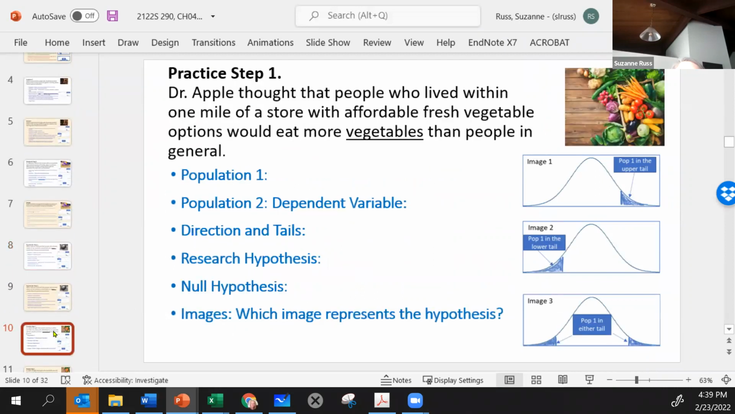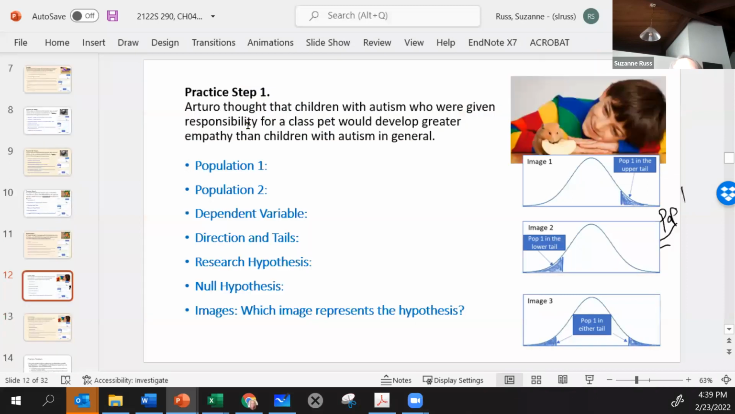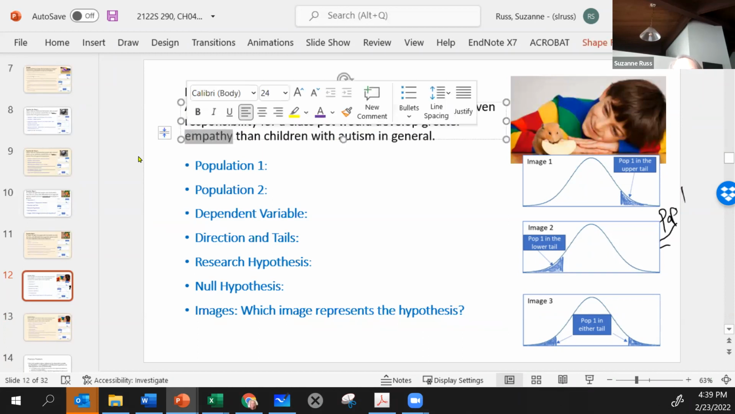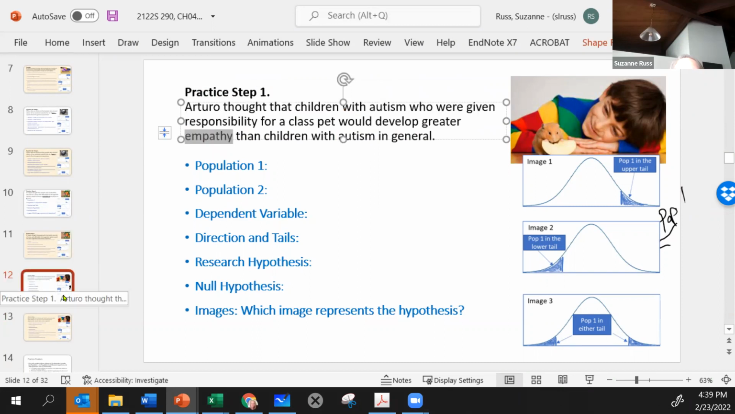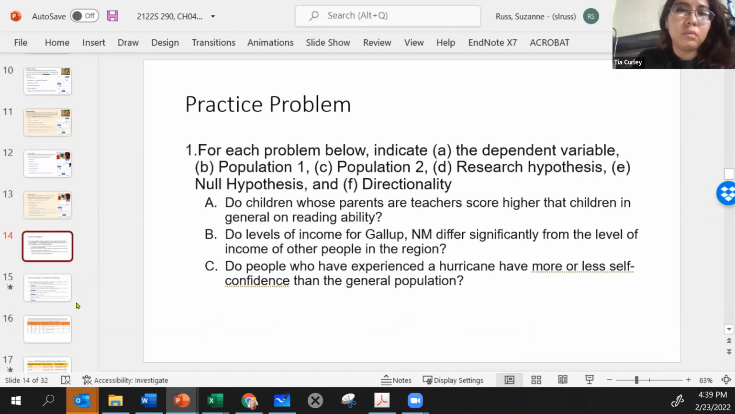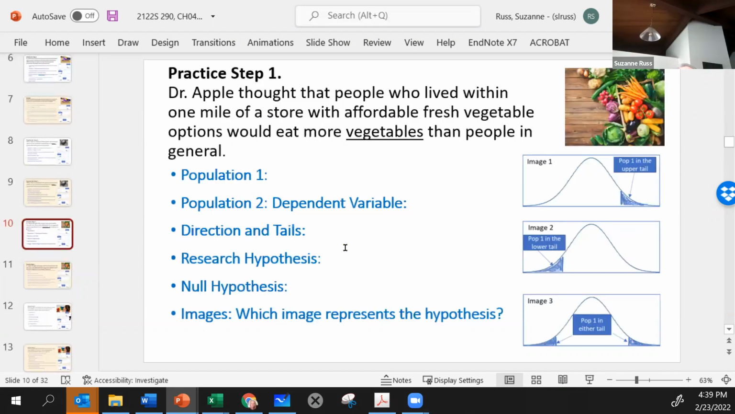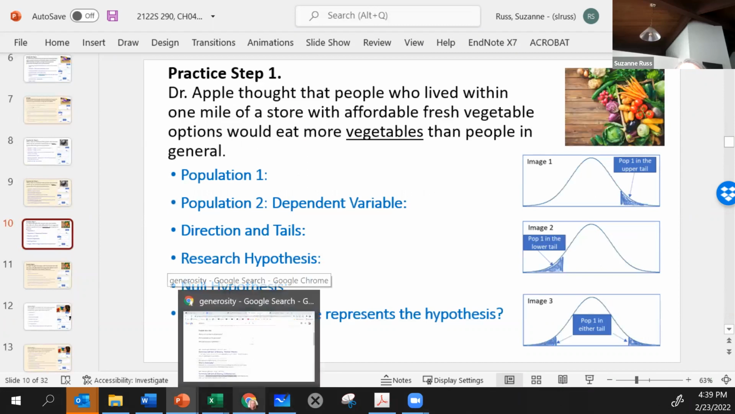In these online examples, I'll read you what these are. Dr. Apple thought that people who lived within 1 mile of a store with affordable fresh vegetables would eat more vegetables than people in general. So here, the dependent measure is how many vegetables people eat. Arturo thought that children with autism who were given responsibility for a class pet would develop greater empathy. Here's empathy as a dependent variable. All right, so those are just a couple of ideas. So can you think of some attribute that you think it would be interesting to operationalize?